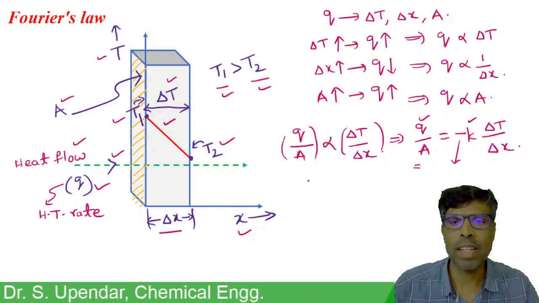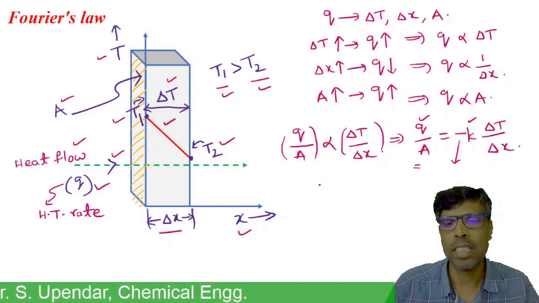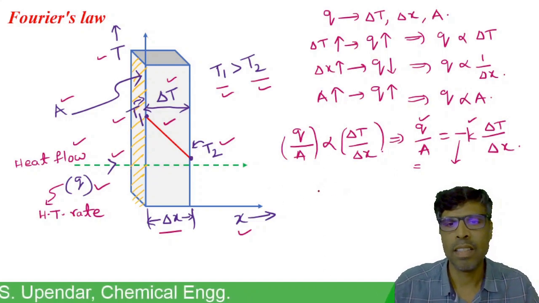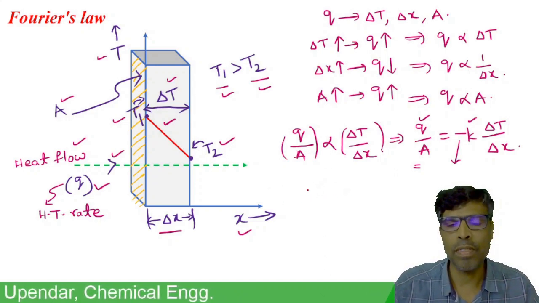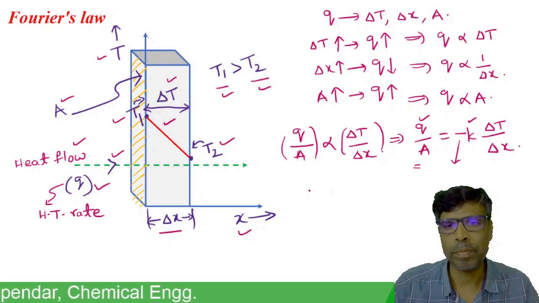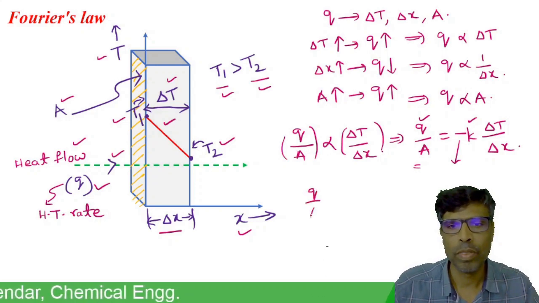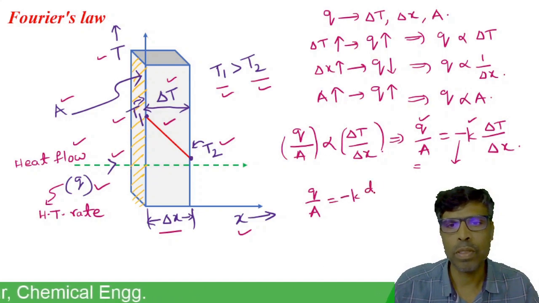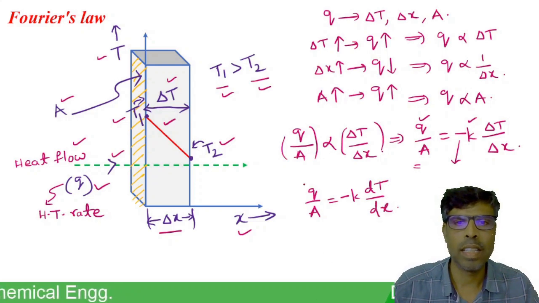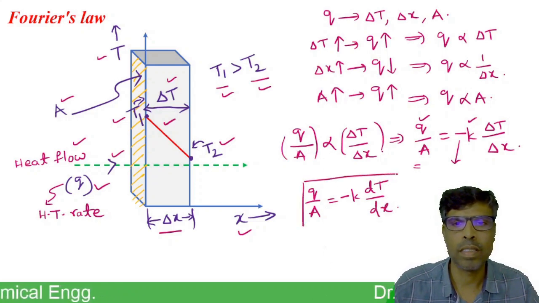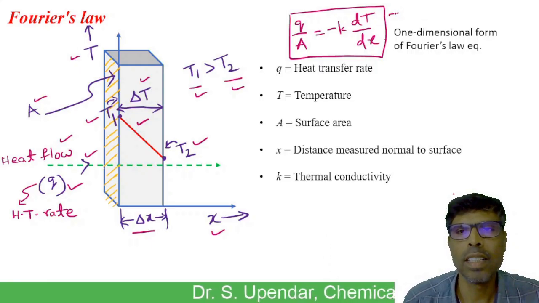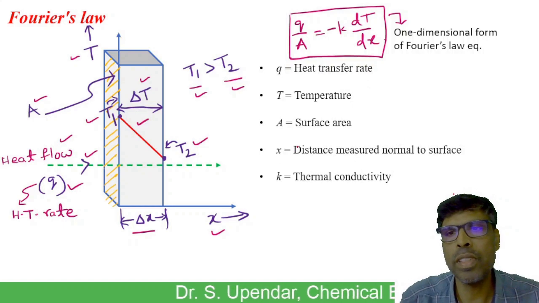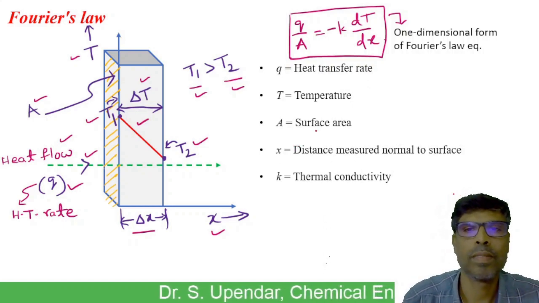For an element of differential thickness, we can write the above equation in the form of a differential equation: Q by A is equal to minus K into dT by dx. Finally, this is the one-dimensional form of Fourier's law equation.